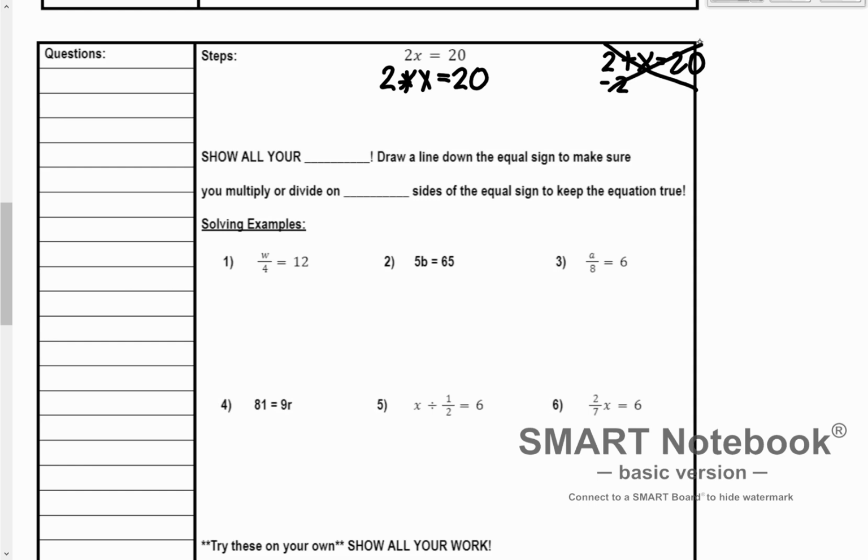Okay. We want to show all of our work. To do that, we draw our line down our equal sign to make sure that we multiply and divide on both sides of that line to keep the equation true. Now, when we show division, we use a fraction bar. Otherwise, there's just a whole bunch of different symbols that get in the way. You will need to use a fraction bar as division in 7th and 8th grade, so you might as well get in the hang of it now.